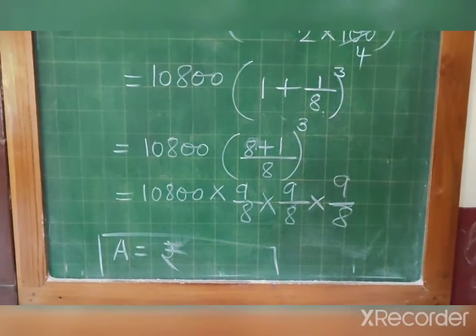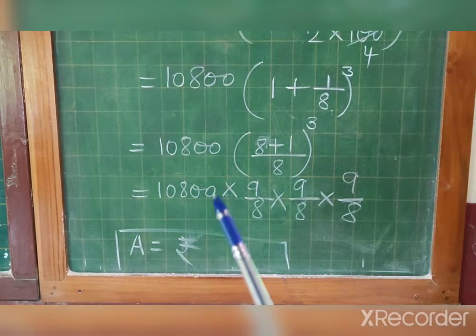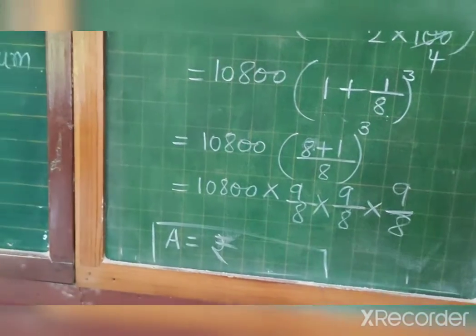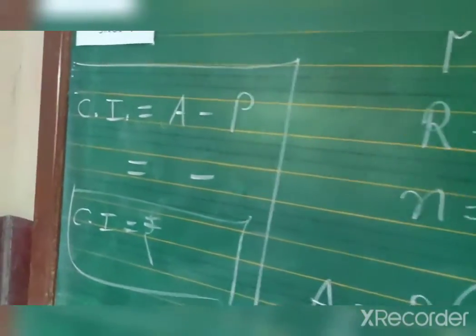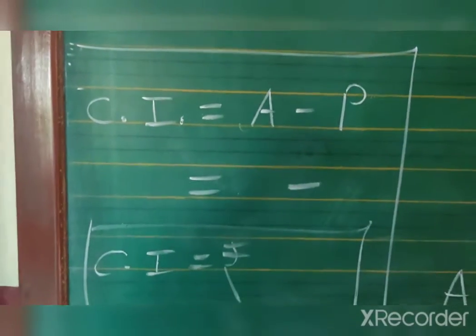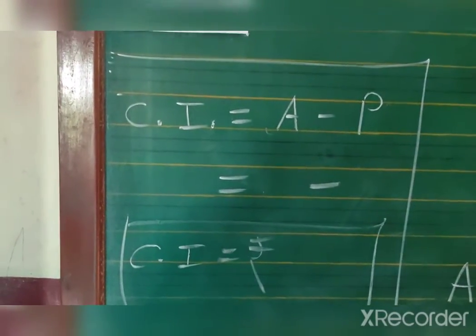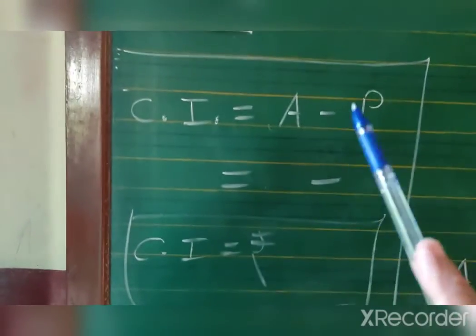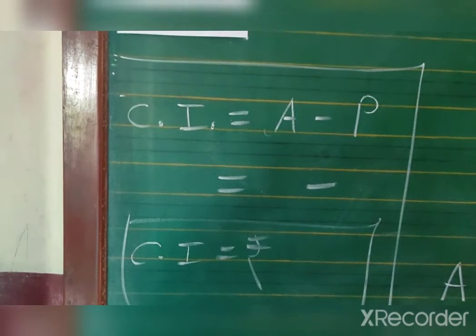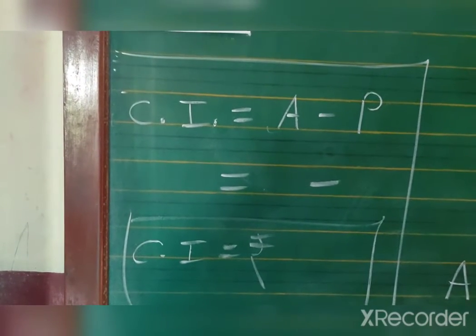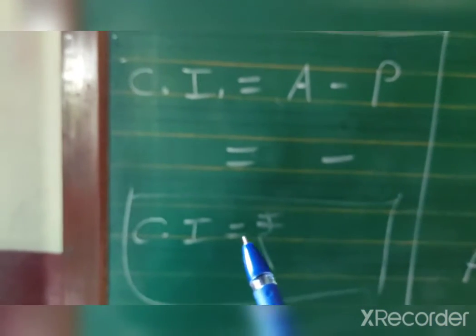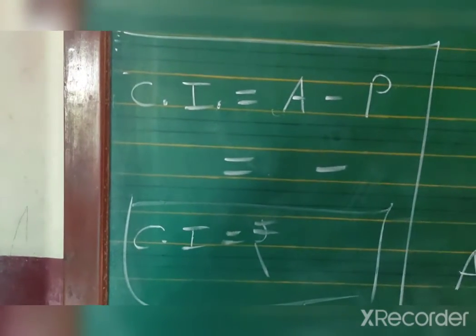Now whatever amount you get, cancel 10,800 by 8, then again cancel, and after calculating you will get the amount. Now with the help of that amount, you will calculate the compound interest. Compound interest formula is amount minus principal. So the principal you know is 10,800, and you subtract it from the amount you got to calculate the compound interest in rupees. Don't forget to put the unit rupees.